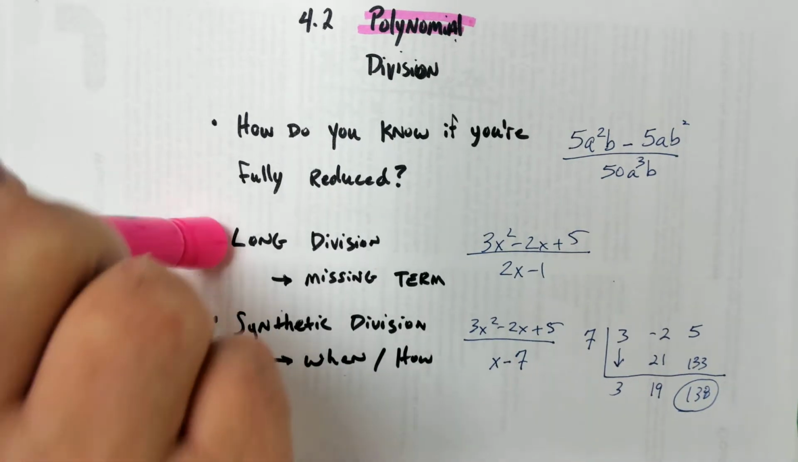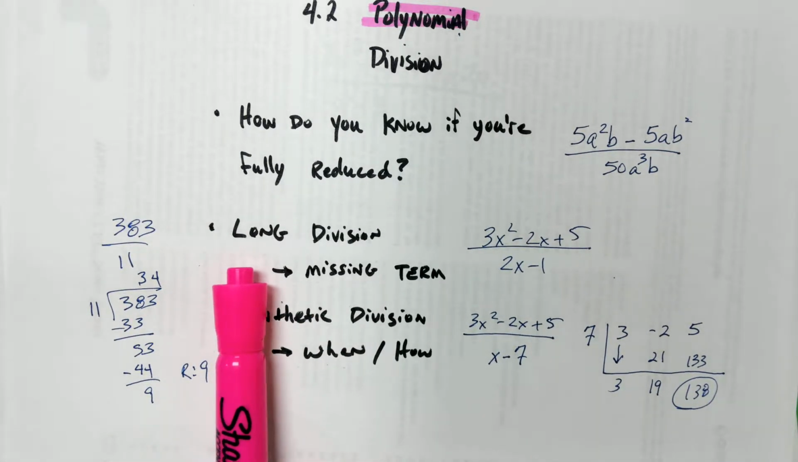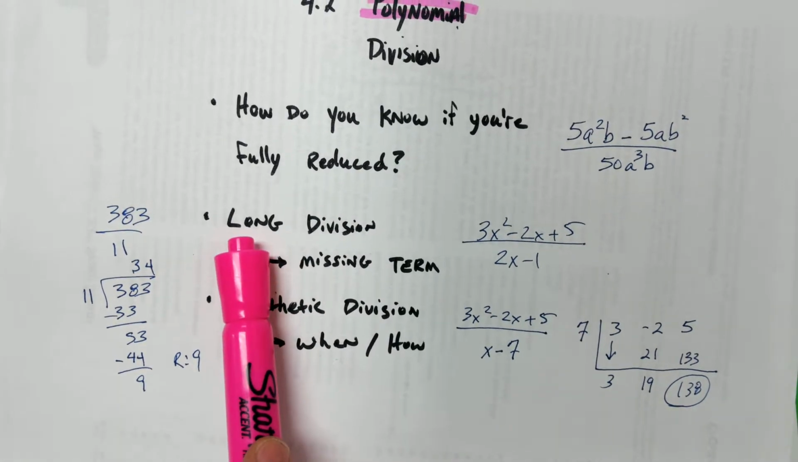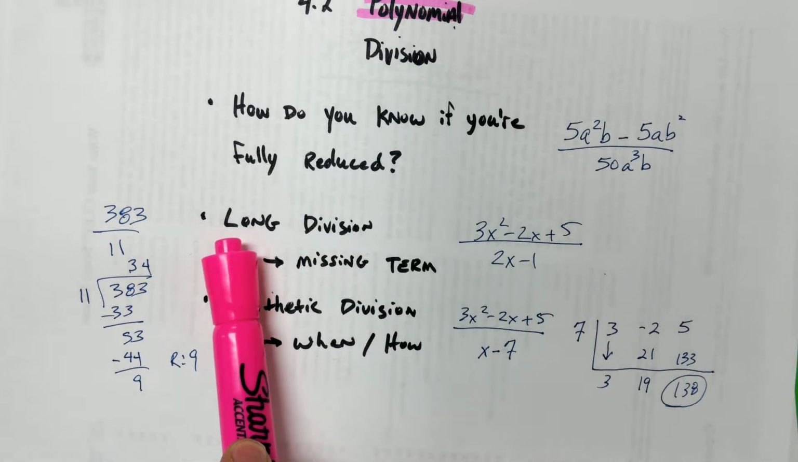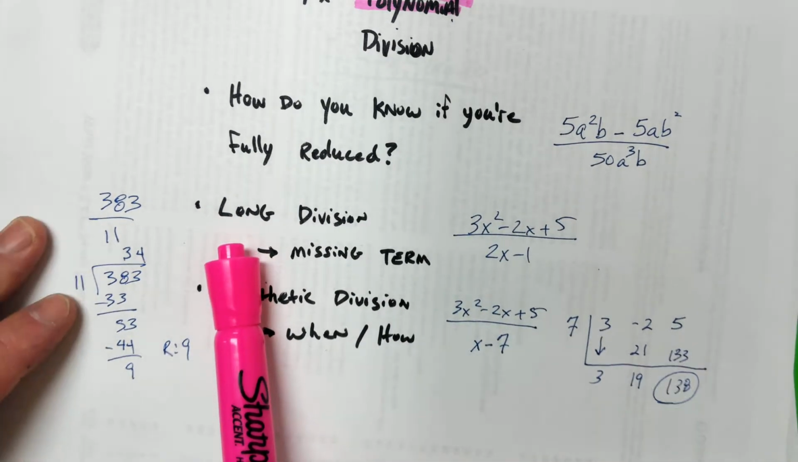Ivan, this one here, you have to be very, very careful. No, I hate long division. It's so easy to make a mistake. It's not difficult, but it's easy to make a mistake. You have to be very, very careful. So we're going to do that one next. We're going to do long division.